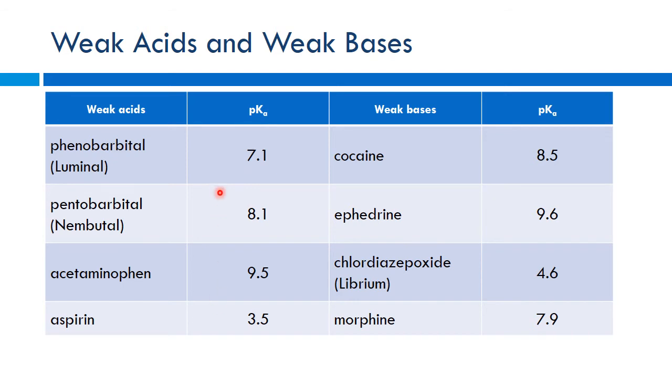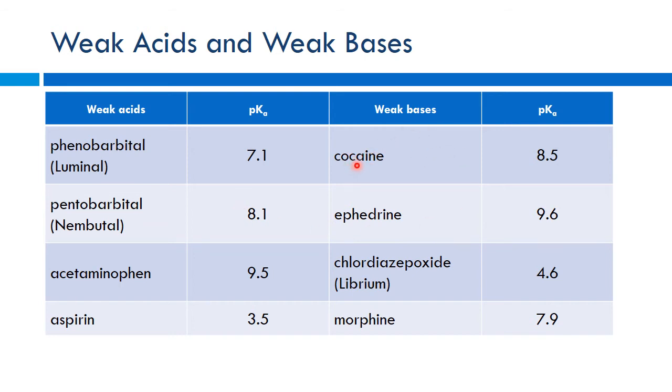Notice how the pKa can range pretty greatly there, with something like aspirin having a pKa of 3.5, meaning that if you put it into an acidic solution of pH 3.5, 50% would be protonated, 50% would be unprotonated. Versus something like pentobarbital, you put it into a solution at pH 8.1, you're going to get a 50-50 split there. Based on the solution that the drug is in, whether it be in the small intestine, the colon, or the stomach, that can affect how it's going to be absorbed.